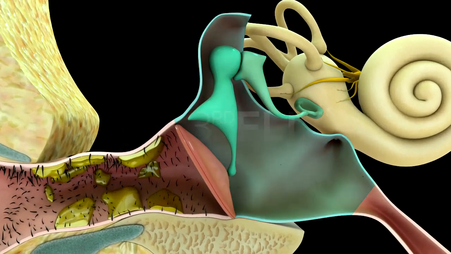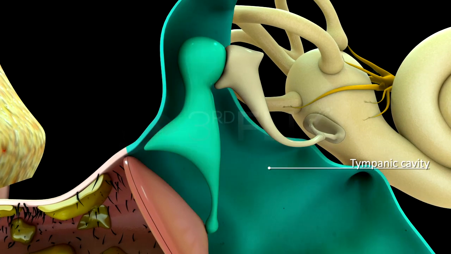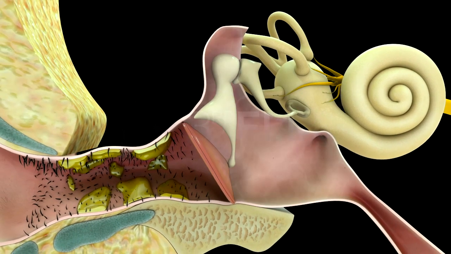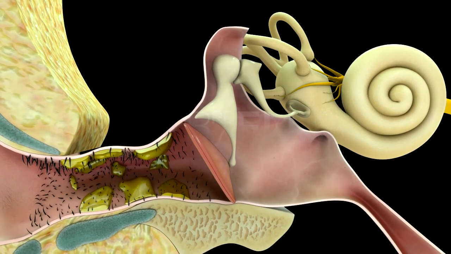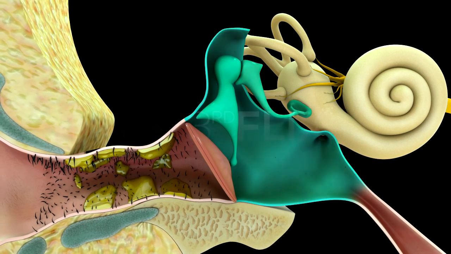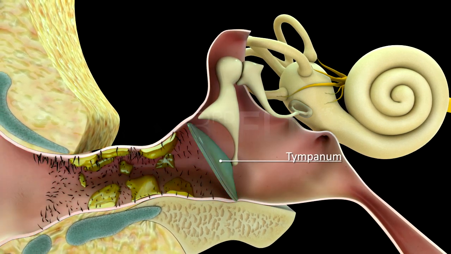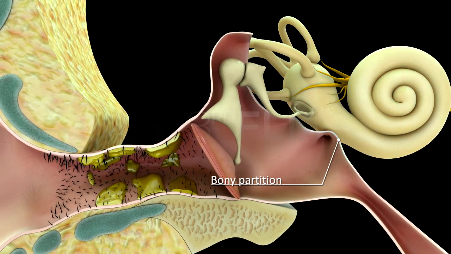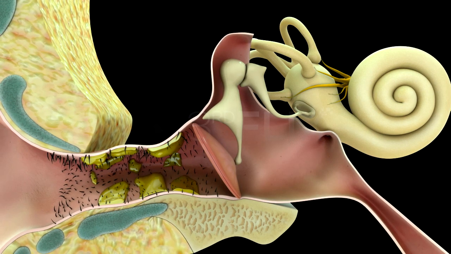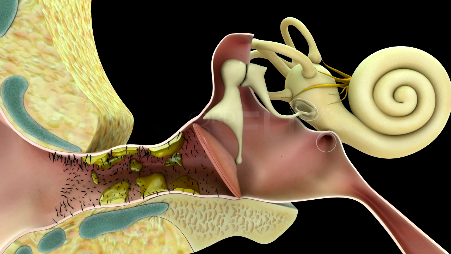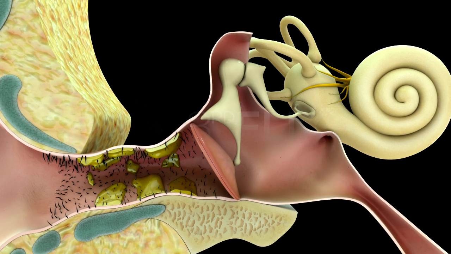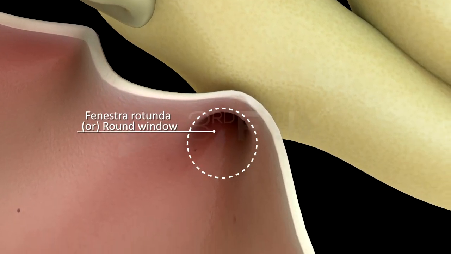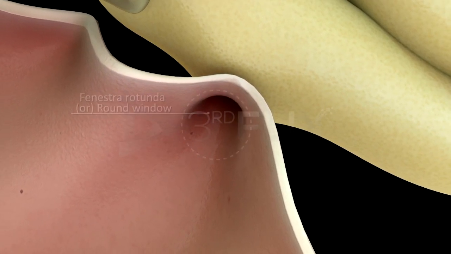The middle ear. The middle or tympanic cavity is derived from mesoderm. It is a small, air-filled cavity in the temporal bone. The middle ear is separated from the external ear by the tympanum and from the internal ear by a bony partition. This partition has 2 membrane-covered openings. They are the fenestra ovalis, or oval window, and the fenestra rotunda, or round window.